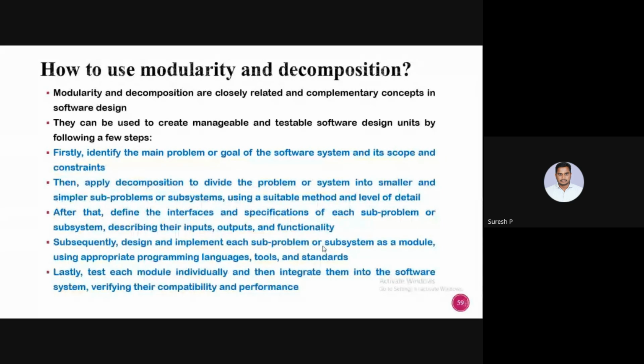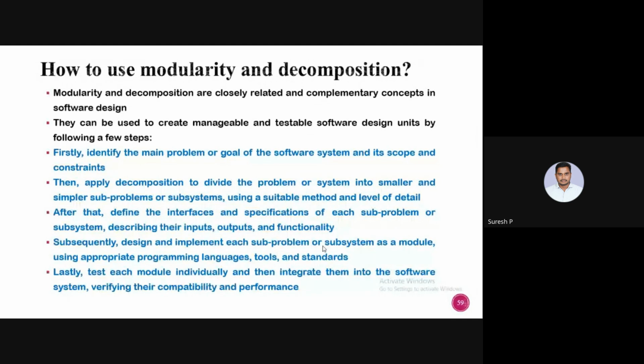Then after dividing the large one into smaller submodules, we have to define the interfaces and specifications for each subproblem or subsystem by describing what should be the input for that particular subproblem, what will be the output of that subproblem, and what is the functionality of that subproblem. What has to be done for that subproblem, that also we have to do. So here that is the third step.